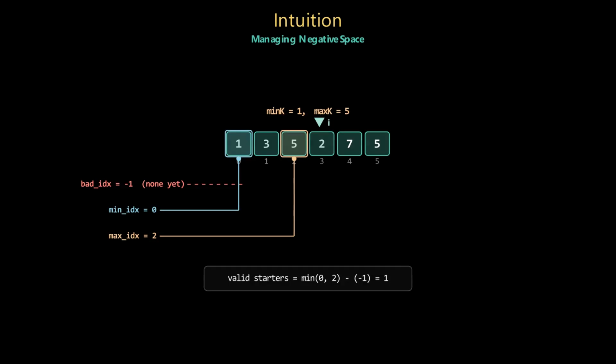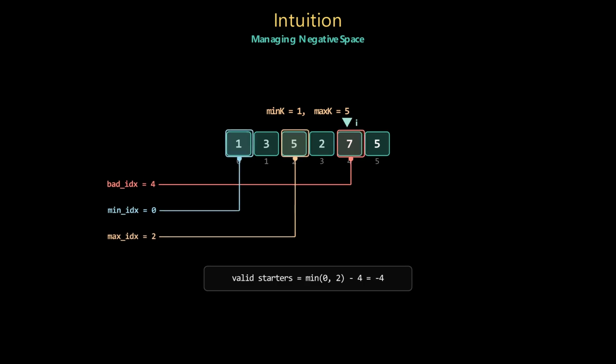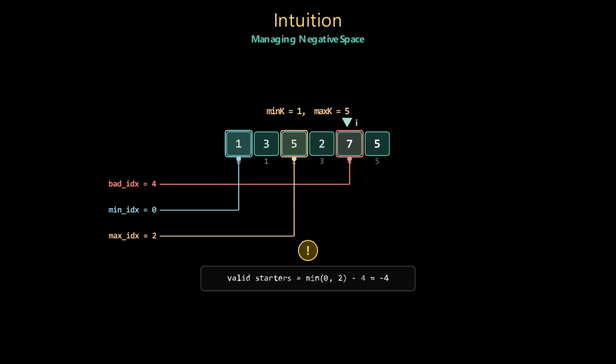What happens right after the poison element resets our window? Our minimum and maximum trackers still sit at 0 and 2, but the formula min(0, 2) minus 4 drops below 0. We handle that cleanly by clipping the count to 0.